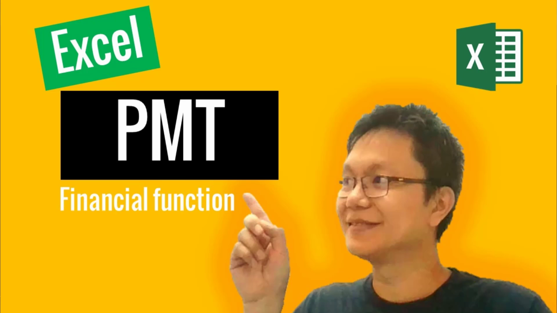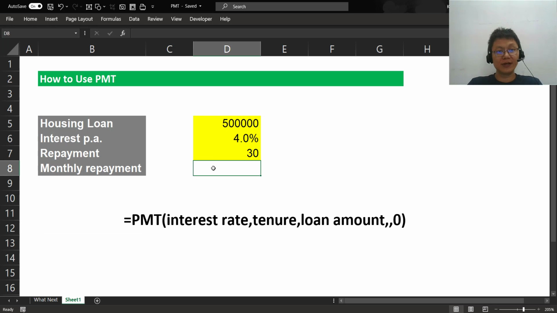Hi, how to use the Excel function PMT. So for example, you took a 500,000 housing loan and the interest per annum is 4% and it takes 30 years to repay. So this is the formula, right?